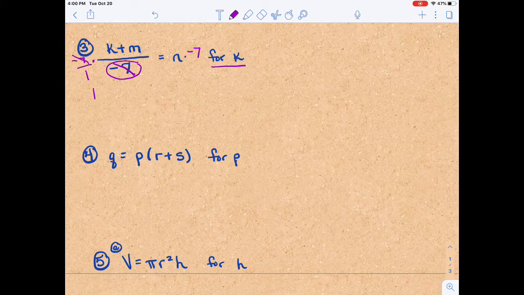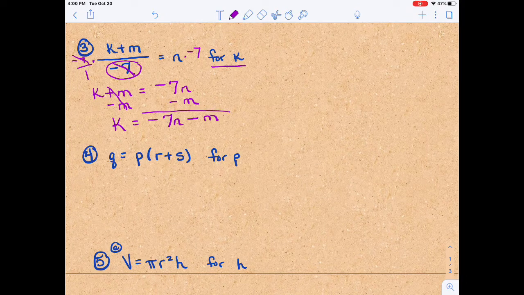So I now have k plus m equals a negative 7 times n. I like it looking like this a little better than n times negative 7. Means the same thing. Remember that we're solving for k, so we want to get rid of plus m now. I'm going to go minus m on both sides, and now I have k equals negative 7n minus m. And that's my answer. I just wanted an equation that was k equals instead of k plus m over negative 7 equals n.